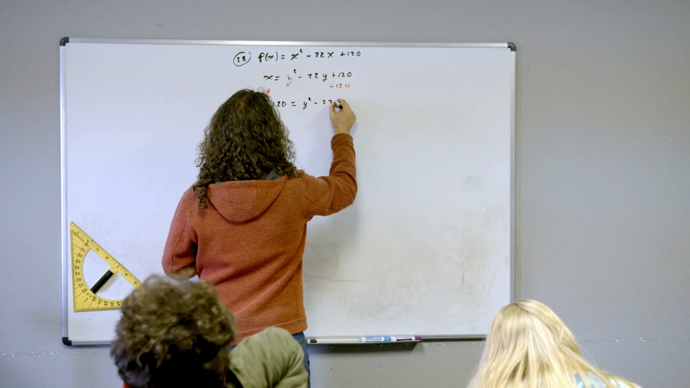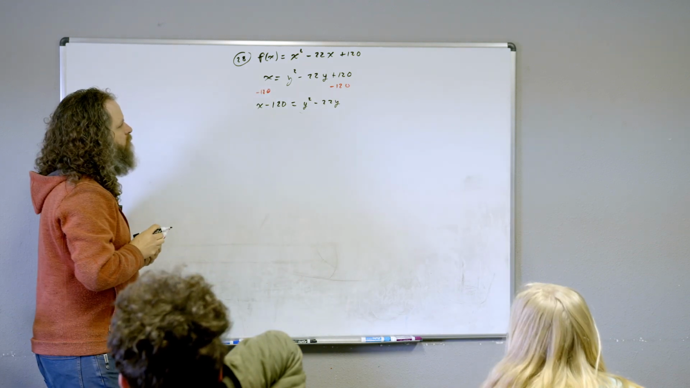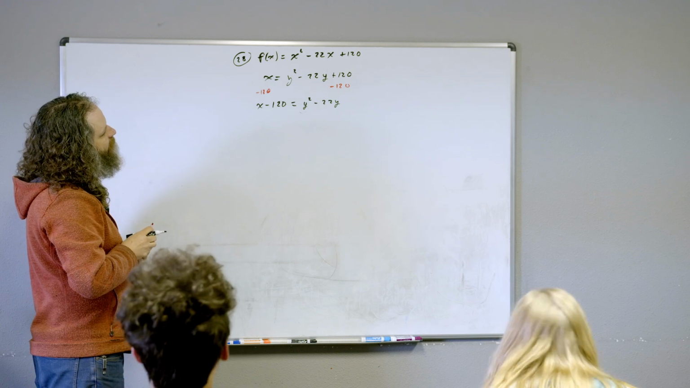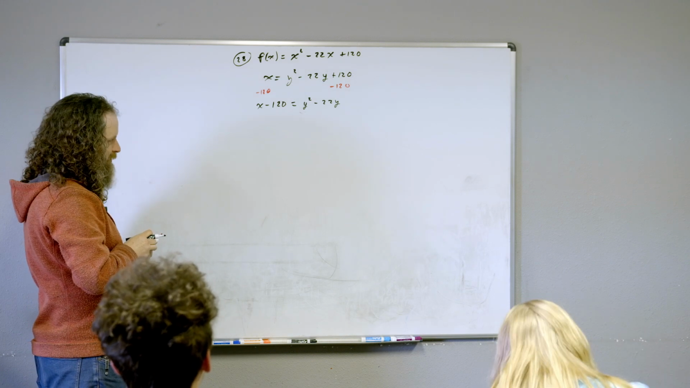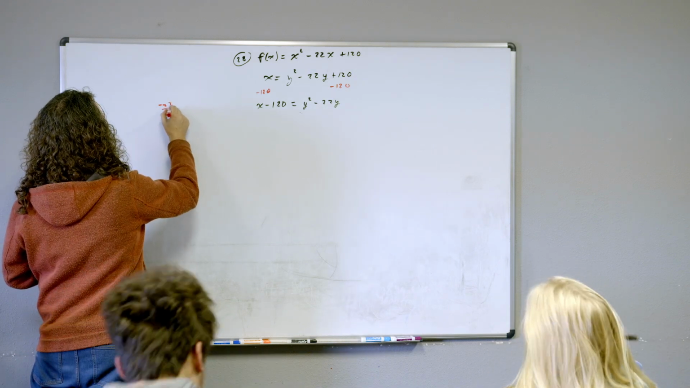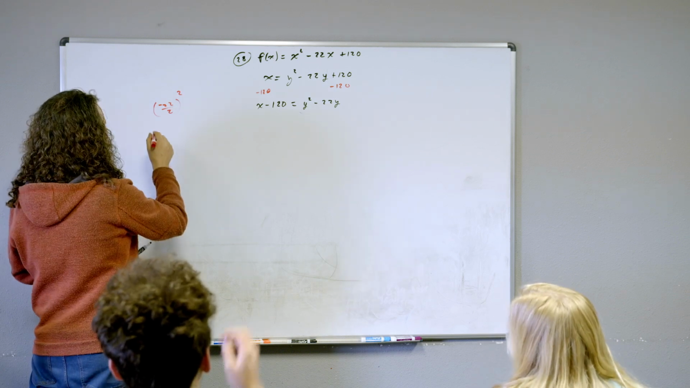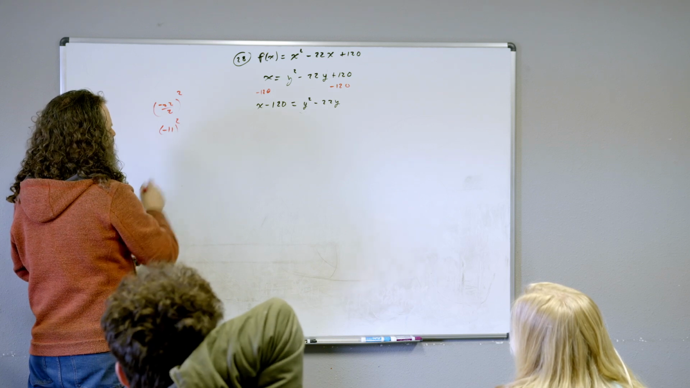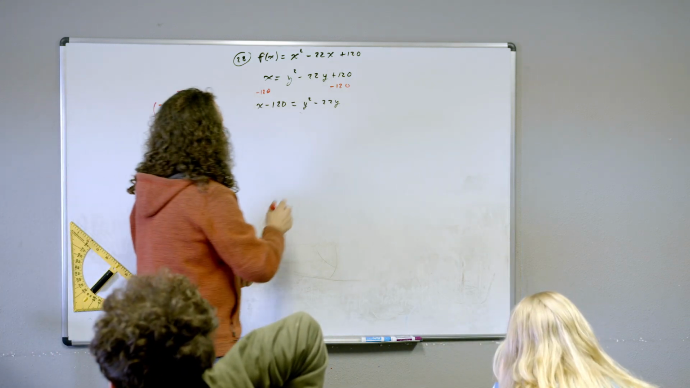Now you have to turn it into a square. What are you saying? I don't know. She's going insane is what she's doing. Well, now we complete the square. Negative 22 divided by 2 squared. What's negative 22 divided by 2? Negative 11. Negative 11 squared is 121. Now we add 121 to both sides.